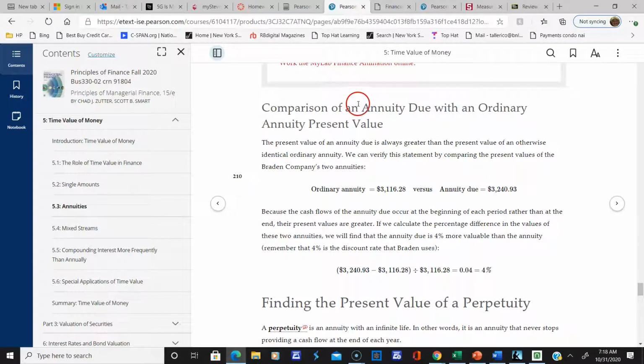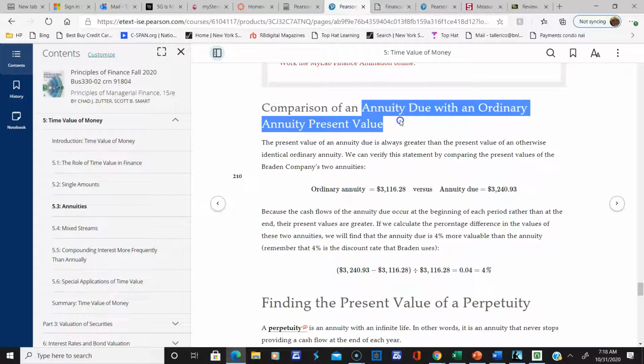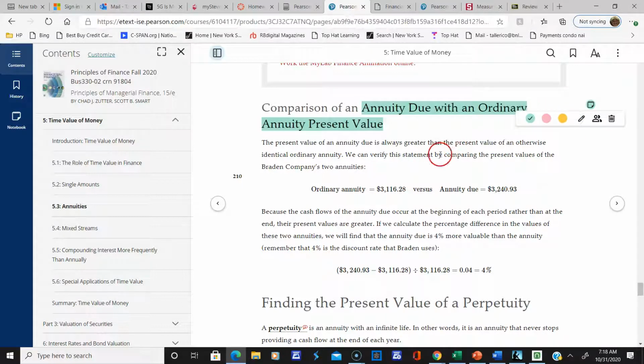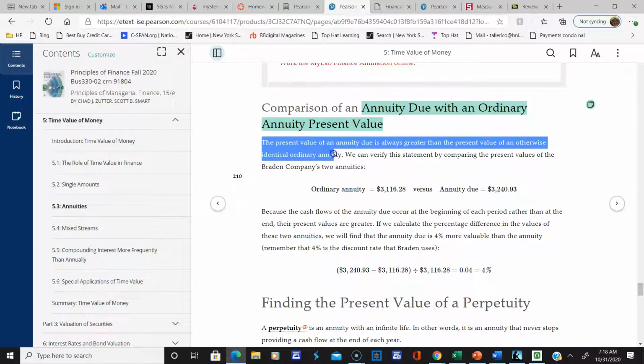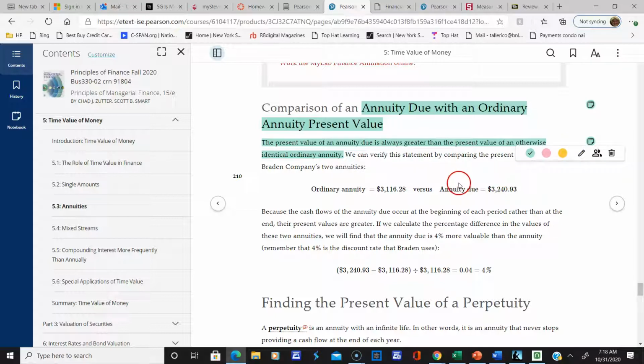Now here's where they compare an ordinary annuity and an annuity due present value. The present value of an annuity due is always greater than the present value of an otherwise identical ordinary annuity. This is the important statement being made here, my colleagues, so it's important you know that statement. We can verify this statement by comparing the present value of two annuities. So here are the two annuities, ordinary and due, and then they go through the math here.